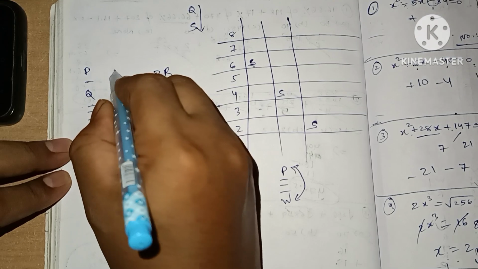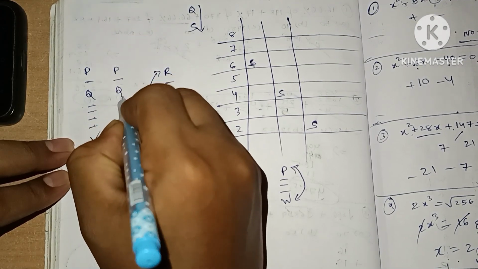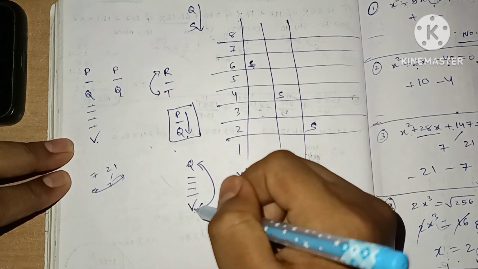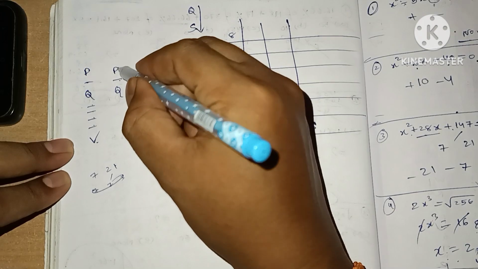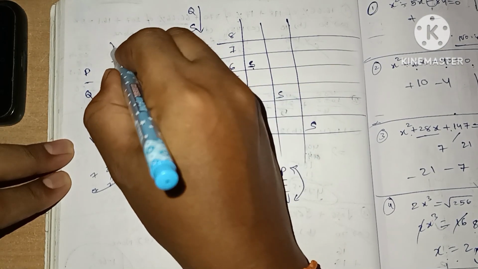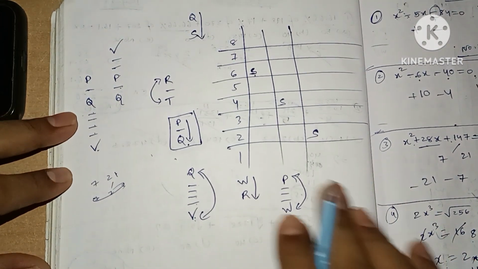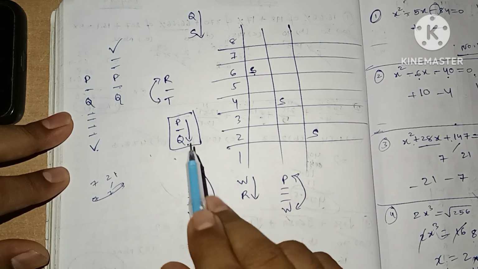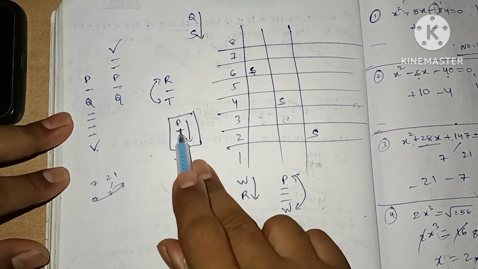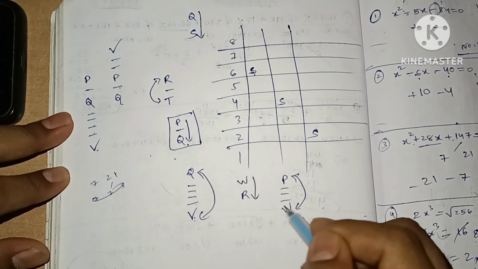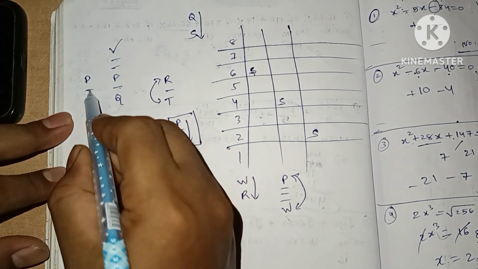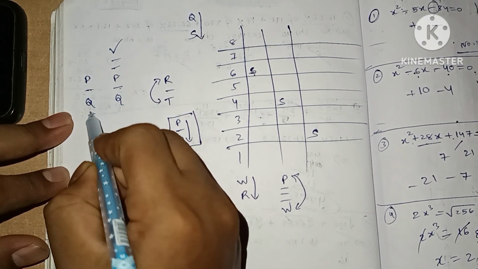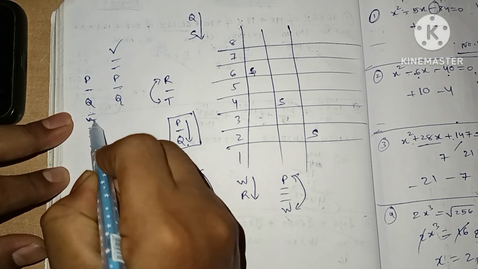In another case, we have P above Q here. This V must be at the top also. 1, 2, 3, 4. This is the place for V. It might be possible. Next, if we have P, we can write W. So in this case, the only place for W is 1, 2, 3. This is the place for W.